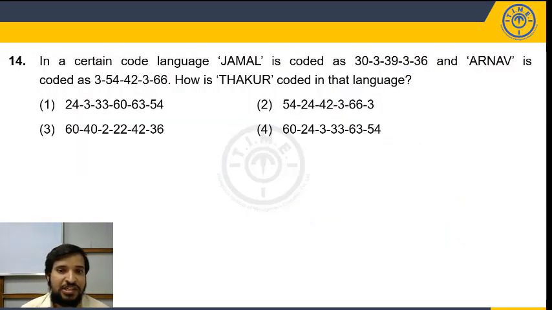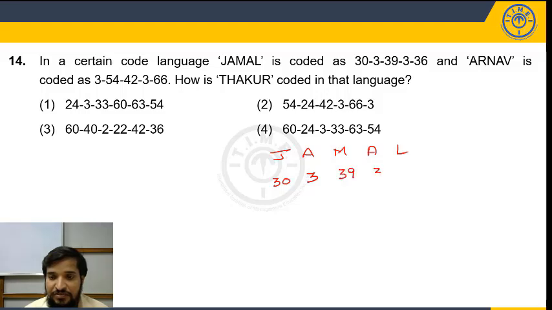In a certain code language, German is coded as 33, 39, 336. Arnav is coded as 354, 42, 366. How is Thakur coded in that language? Now see, what's the given word? The given word is German. J, A, M, A, L. And it's coded as 33, 39, 336. Now write down the place values.